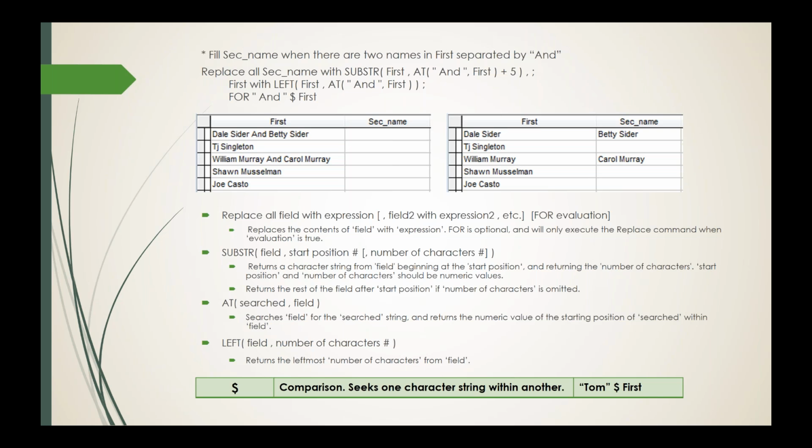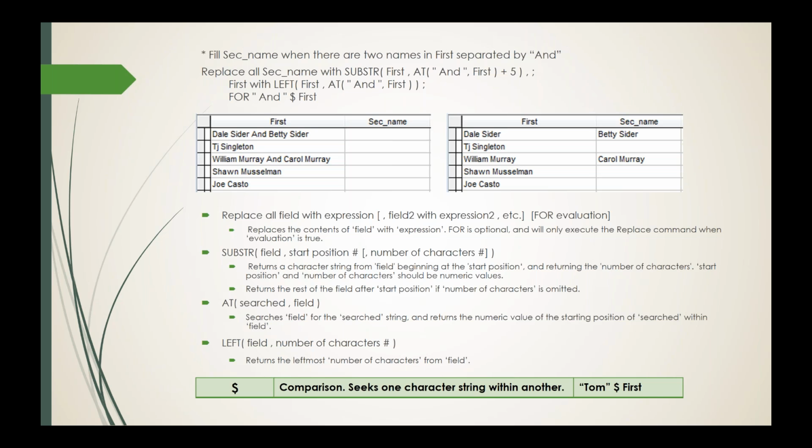But as you can see, just after the closing parenthesis on that substring function, there's actually a comma and then a line continuation character. So what I'm doing is I'm performing multiple replaces within this single command. So I'm replacing all secname with my substring function, which is going to return just the character string after "and", and then a comma, and another replacement. So then I also want to replace first with, and then I'm going to use a left function because I only want to replace my first field with a particular amount of the leftmost characters. In this case, it's going to be Dale Cider.